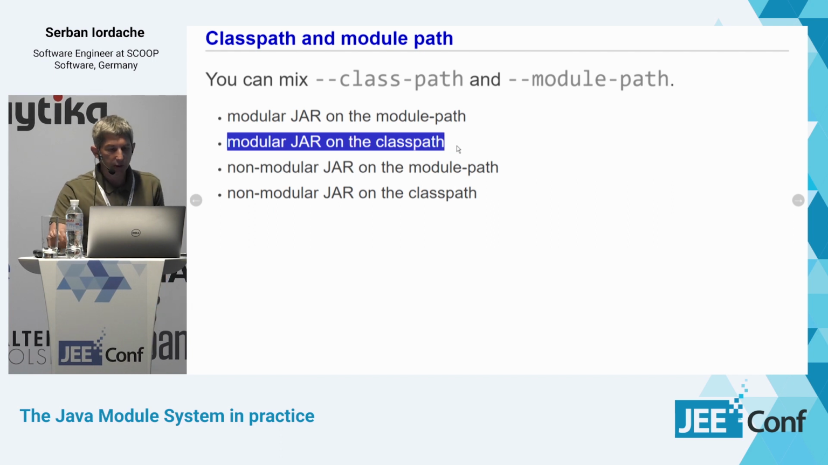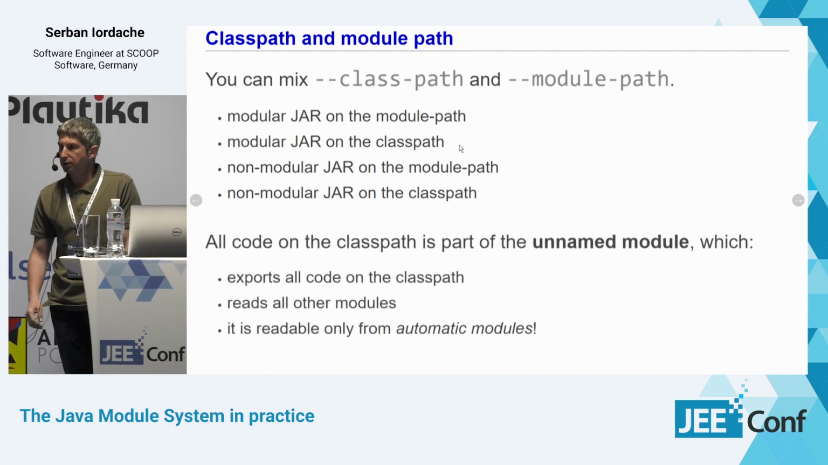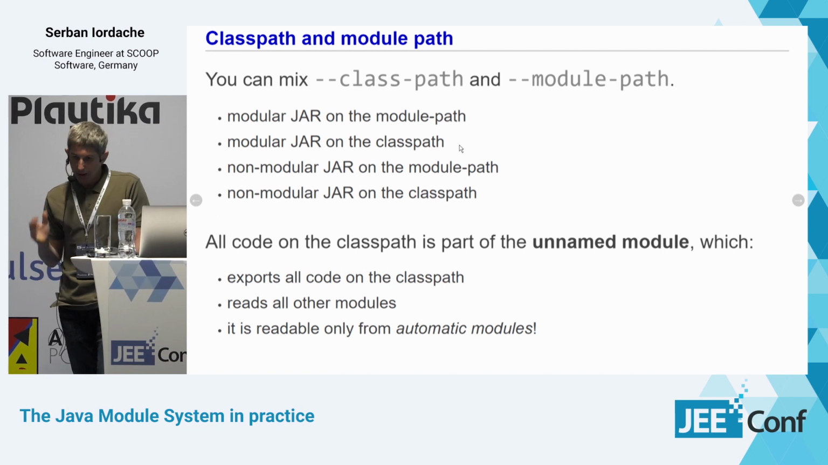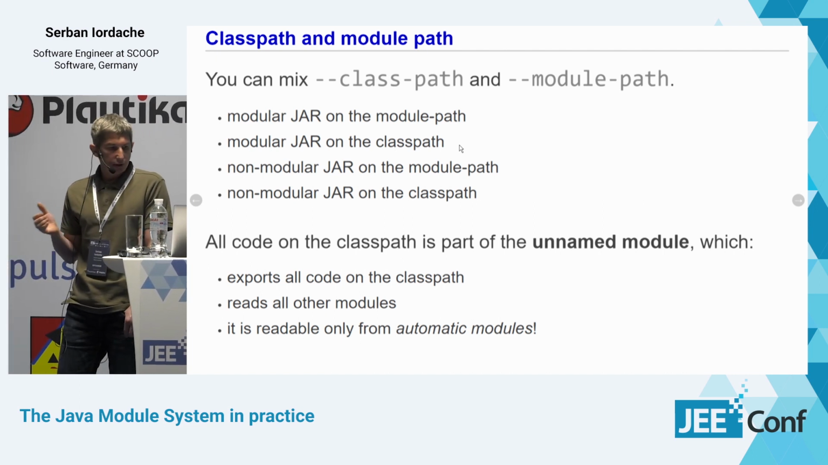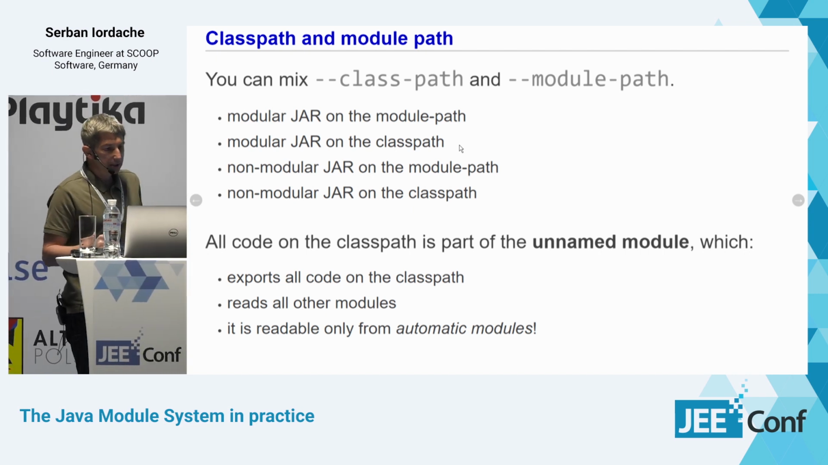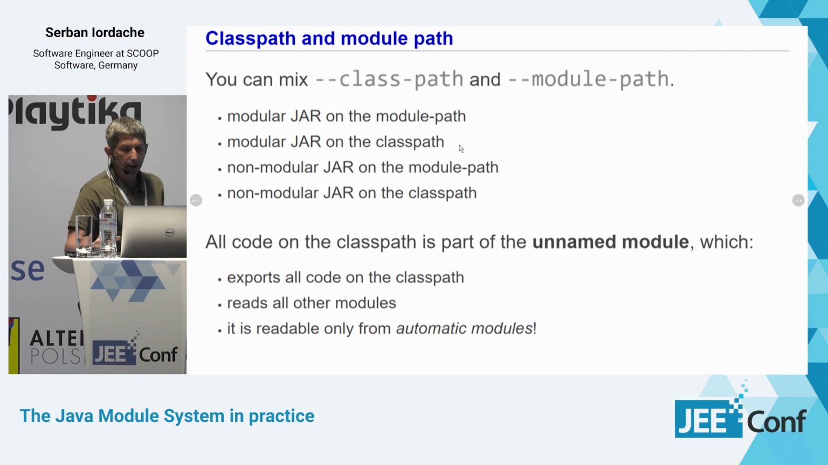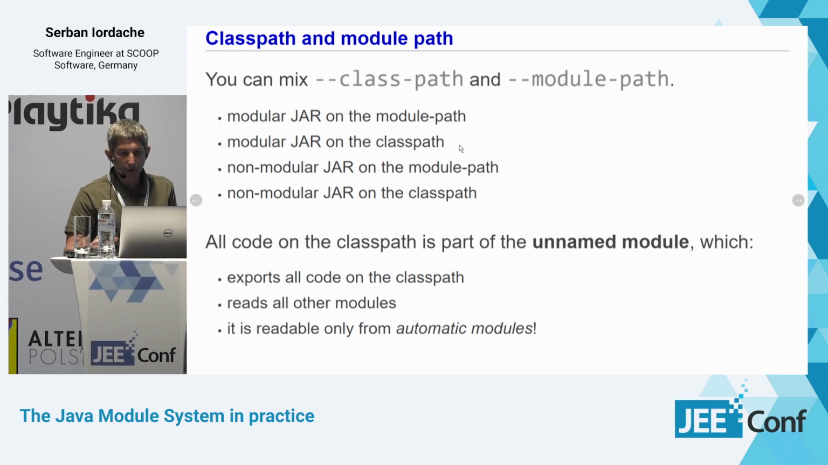Having a modular jar on the class path. What happens in this case? Well, all code on the class path is treated as non-modular, and it becomes part of the so-called unnamed module, which exports all code on the class path. It reads all other modules, but it is readable only from automatic modules.